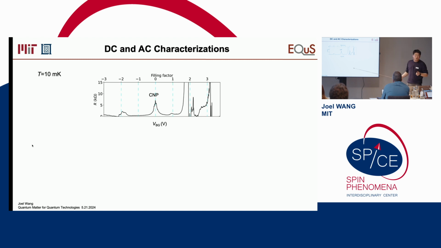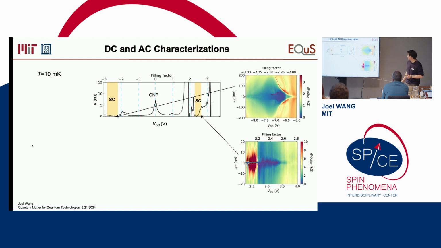Okay, so the first thing we do is very typical. We do the DC characterization to measure the resistance as a function of backgate or the filling factor, and you can see the typical behavior of the TBG, where you have the charge neutrality point, the insulating state, and also the two superconducting regions in both the hole-doped and electron-doped regions. This can be confirmed by the DC measurement that we see here, so that we can extract the critical current of these devices.